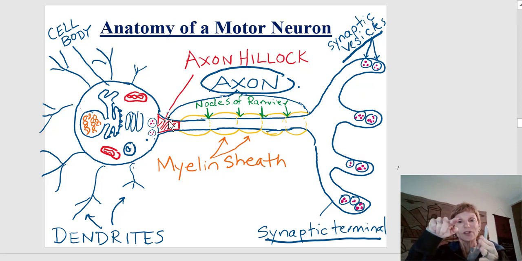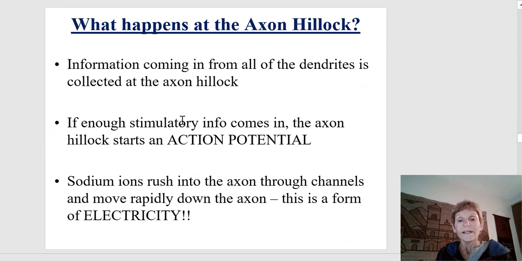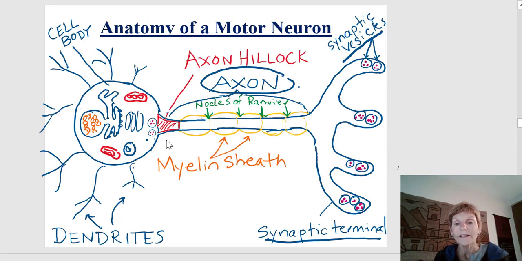As soon as it hits that threshold of stimulatory information, a signal is going to be sent through. And that signal is called an action potential. And what an action potential is, basically, is electricity. So how does that work? Well, we go back to this axon and the axon hillock. In the axon hillock region, there are a lot of ion channels, and those ion channels are specific for sodium. So there's sodium ion channels there.